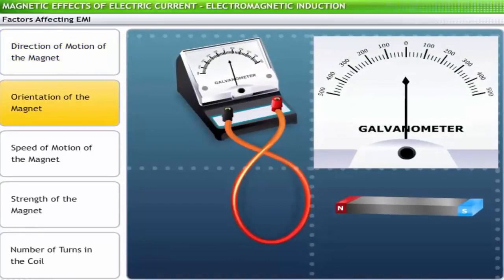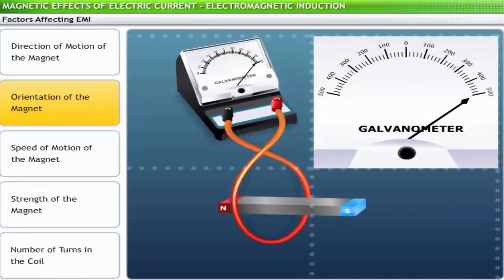The direction of the induced current in the coil also depends on the orientation of the magnet. If you move the magnet into the coil with its north pole first, rather than the south pole first, the direction of the induced current in the coil is reversed.